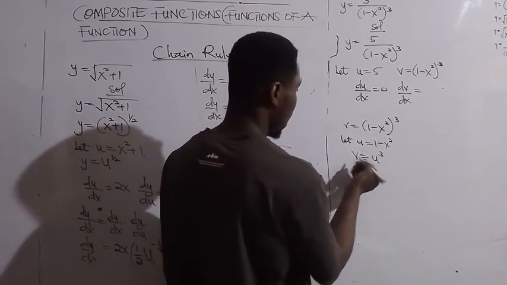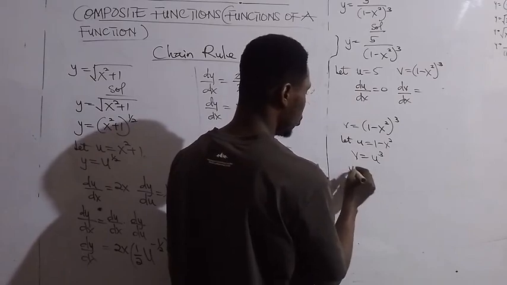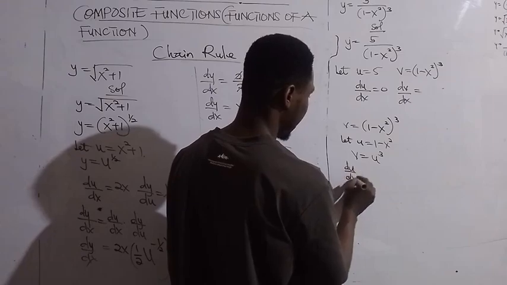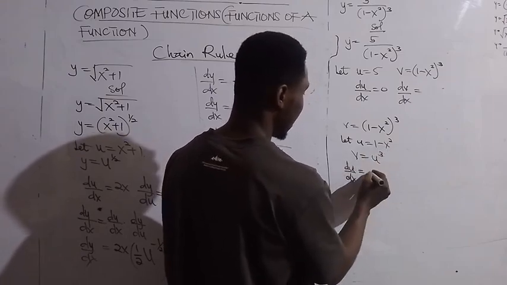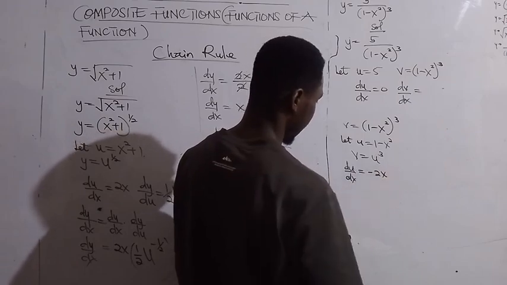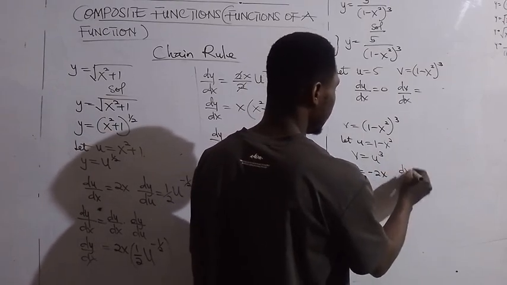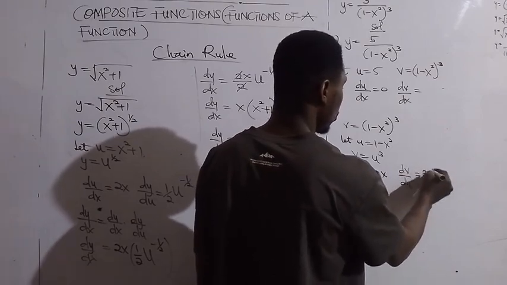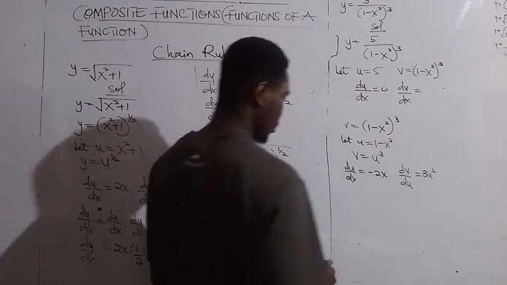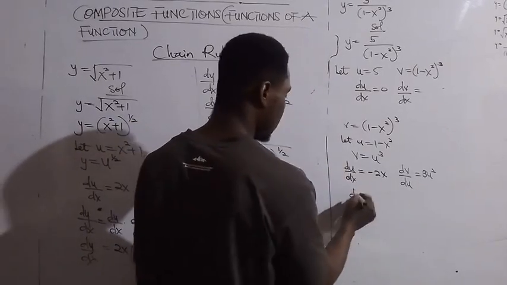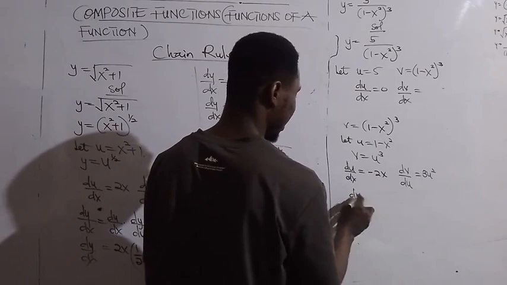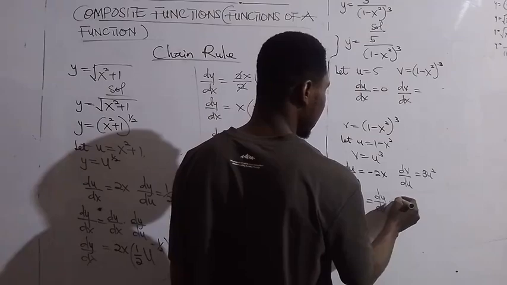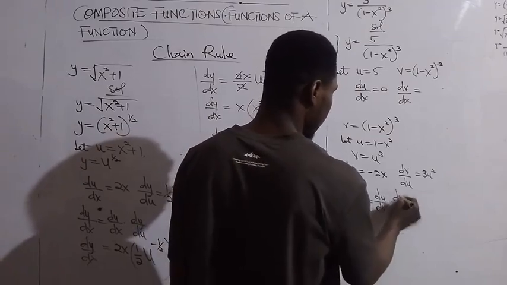What do we do? So we differentiate u. So du over dx will now be giving us negative 2x. Then dv over du will be giving us 3u squared. I believe you are following. So dv over dx will now be equal to du over dx multiplying dv over du.